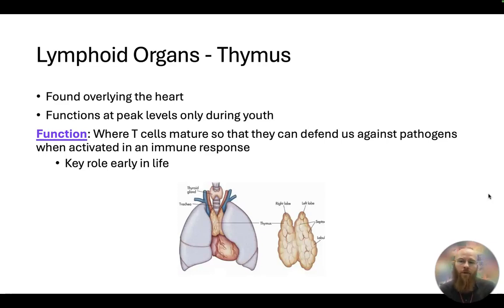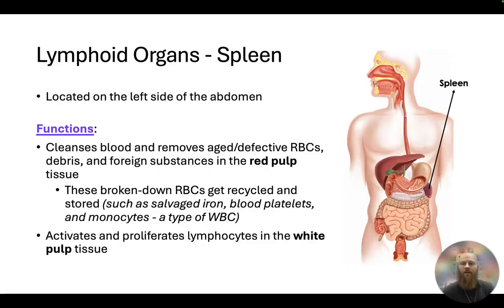Okay, so whenever I'm referring to the thymus, it's found overlying the heart, and functions at peak levels during youth only. This is where your attacker T cells mature so that they can defend us against those pathogens when activated by an immune response. These have a very, very key role in early life, okay? So they tend to have a lot less potent an effect in adulthood, but still a very, very important player, because we don't get to adulthood without being able to ward off foreign substances and pathogens in our youth.